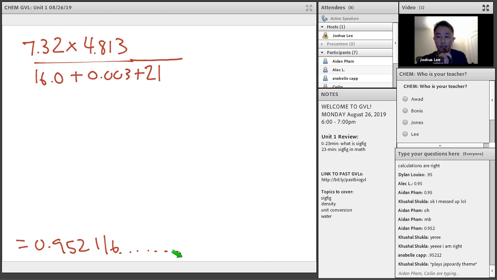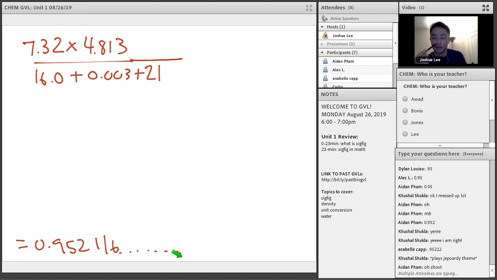So we have three different answers. I'm always curious, when other people are typing, can all of you see who's typing as well? Or is it just on my end I can see? Oh, you guys can also see.